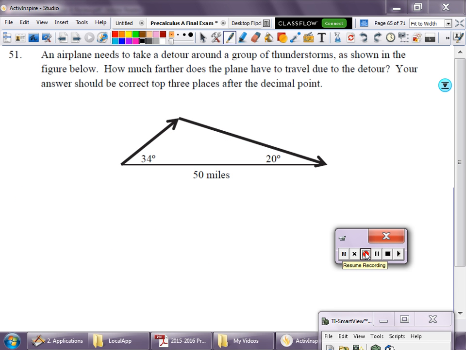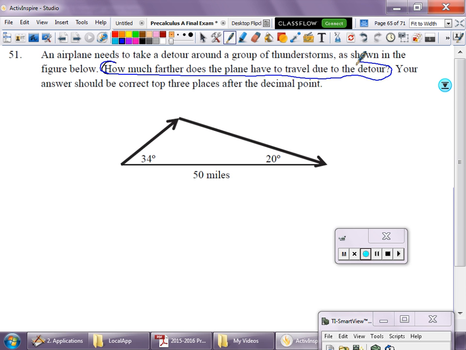One. An airplane needs to take a detour around a group of thunderstorms as shown below. How much further does the plane have to travel due to the detour? All right, so this is the main idea. We got a detour. Look, it's bolded.